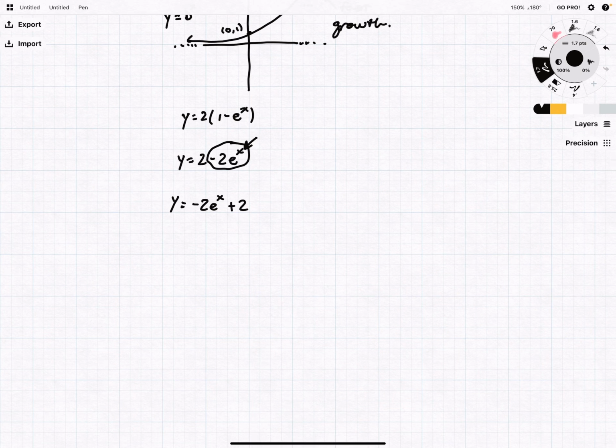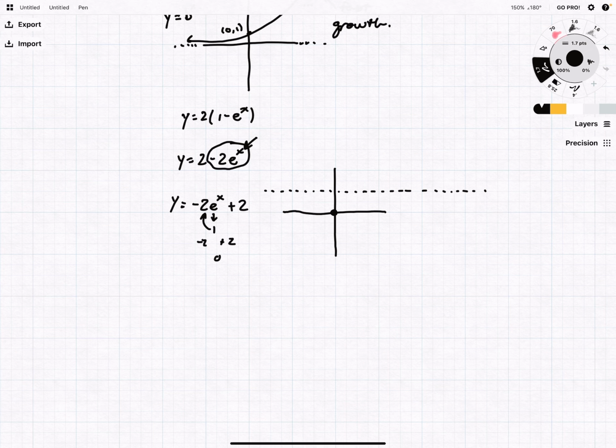Okay, so let's go ahead and draw the first rough outline of our graph. This plus 2 means that we are going to have an asymptote at the line y equals 2. What happens if we plug in 0 for x? If we plug in 0 here, we'll get 0 as well. Because e to the 0 gives us 1, times negative 2 gives us negative 2, plus 2 gives us 0. So we do have the point 0, 0.